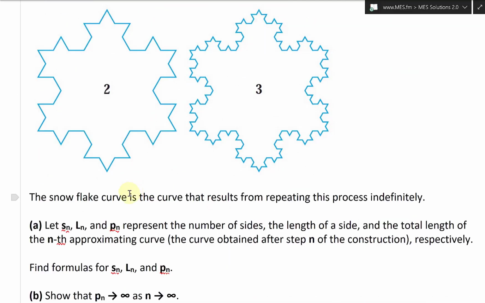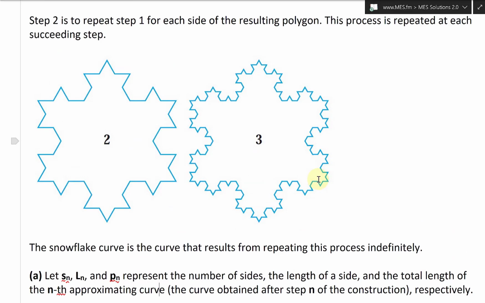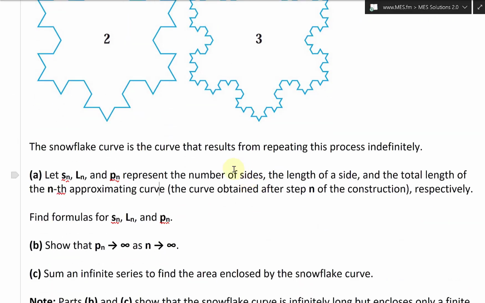So the snowflake curve is the curve that results from repeating this process indefinitely. So you keep going on like a giant fractal.